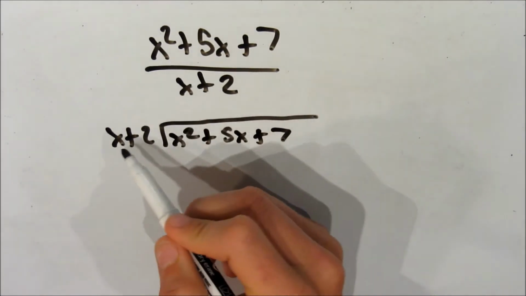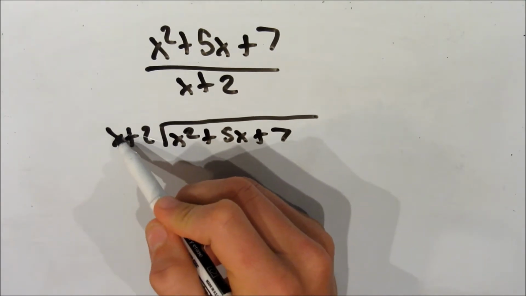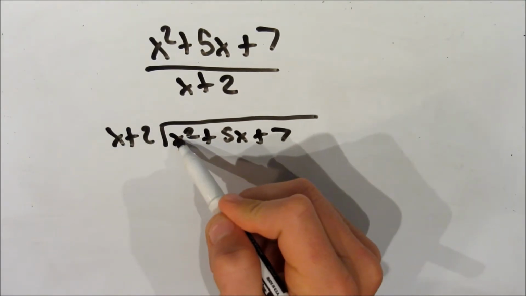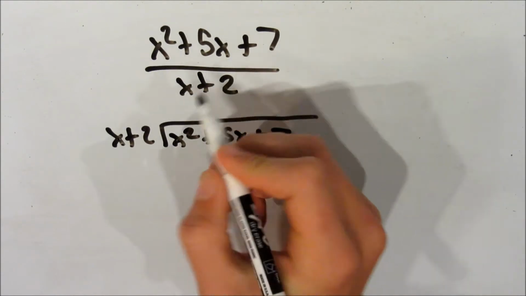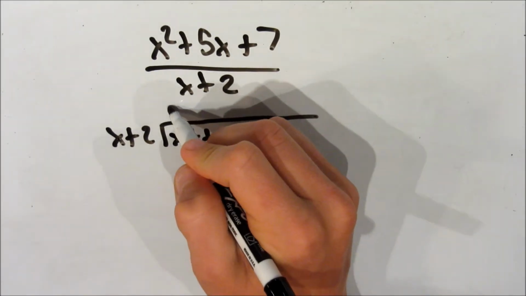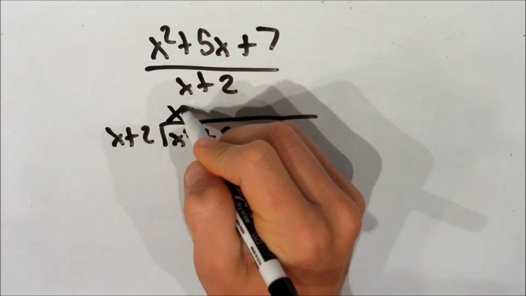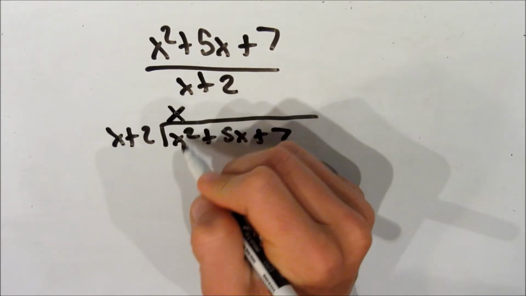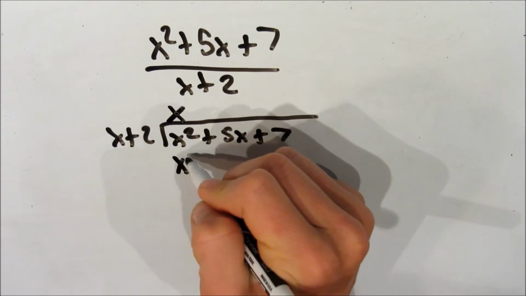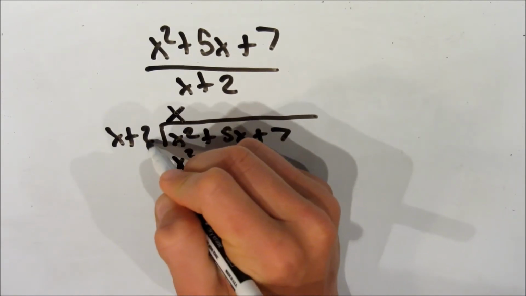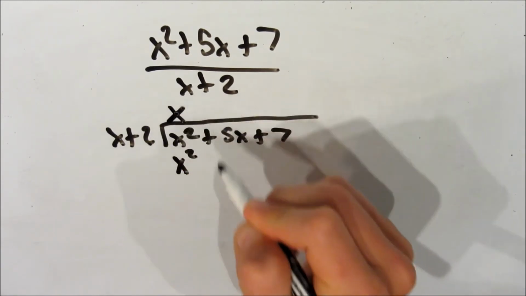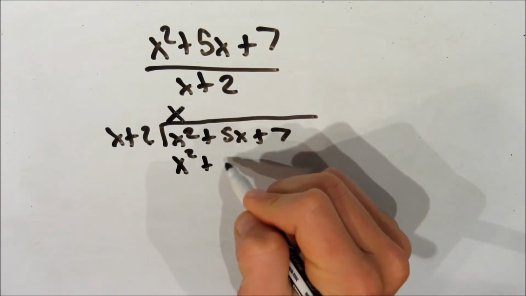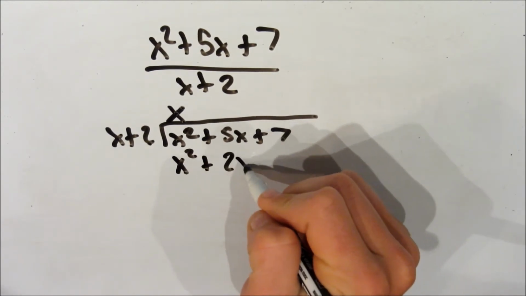So what you want to do first is you want to take the variable with the highest degree, so the highest exponent, and you want to see what you would have to multiply that by to get the highest exponent in the polynomial. So in this case, x would have to be multiplied by x to get to x squared. So that x goes on top. And you multiply the whole divisor by that x and put it below. So x times x, x squared below, and 2 times x, 2x below.